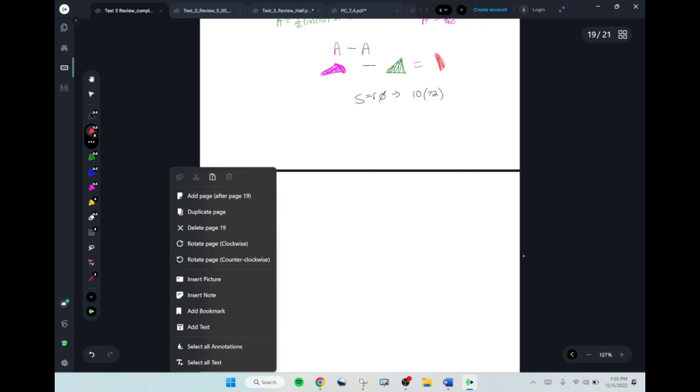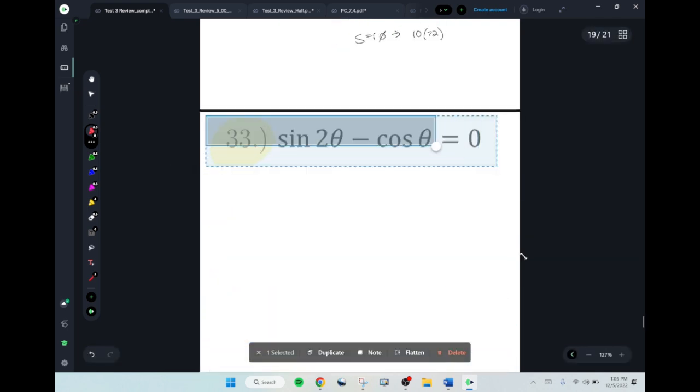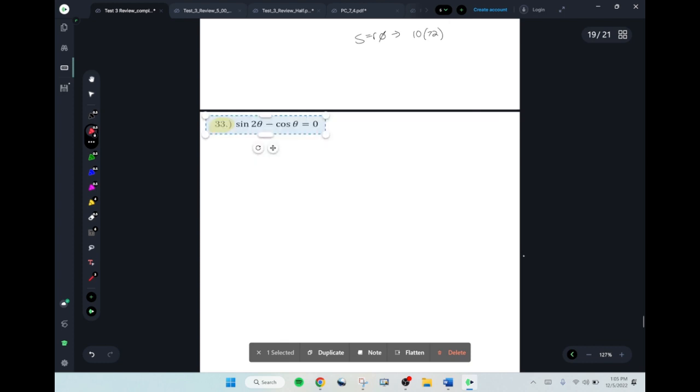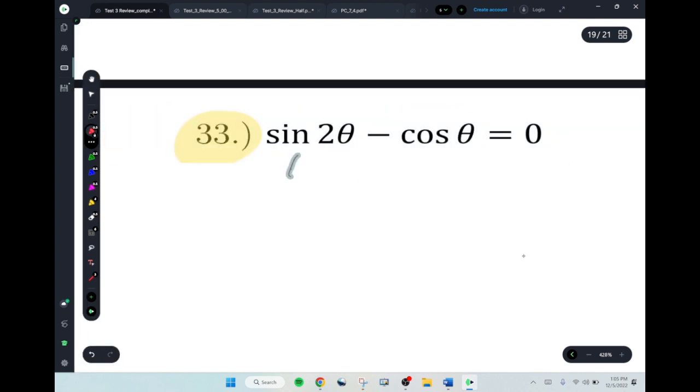All right. So 33 looks like one where pretty much the only step is knowing that formula, that double angle identity, whatever it's called. It's called double angle identity. So that double angle identity turns this red part into what? 2 sine theta minus cosine theta equals 0.